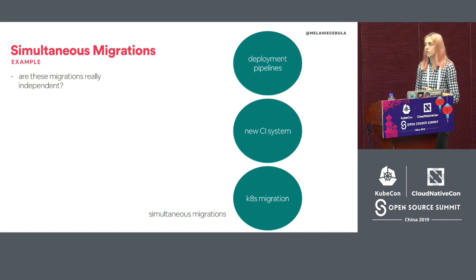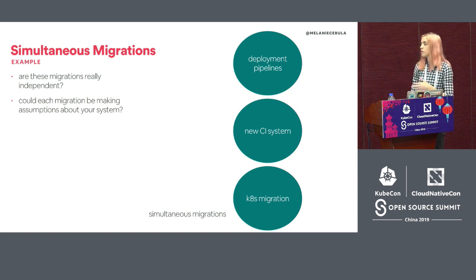What CI system you use and what CD system you use actually depends on Kubernetes. For example, if you want to use Spinnaker or something like that, that's a Kubernetes-specific CD system. And for CI, you probably want something that's containerized. So actually, these migrations are somewhat related.